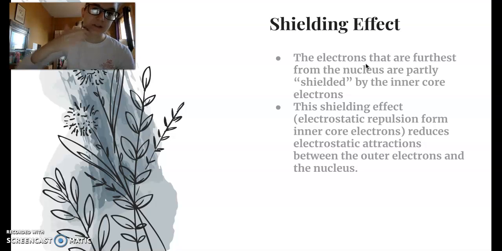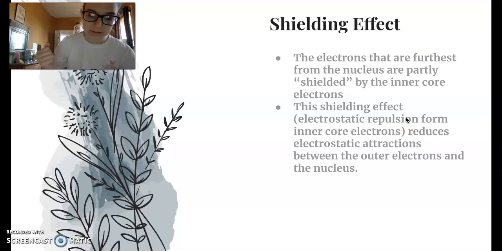Since between the outermost valence electrons and the nucleus are a bunch of other negatively charged particles, the outer core valence electrons are shielded. They don't like the other negative charges because like charges repel one another. So that's where the shielding actually comes from: the electrostatic repulsion from inner core electrons.